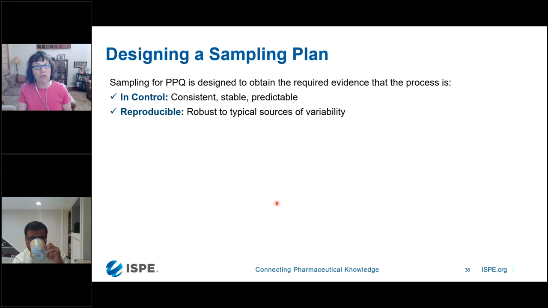You may in fact need to do a PPQ on a product that has low capability, meaning you've had points outside of specification, you may need to go through the whole process. On the opposite end of that spectrum, you have a process that all you need to do is monitor the CQAs. It's a risk-based assessment.